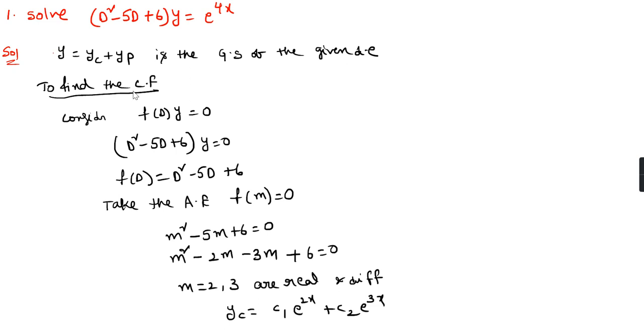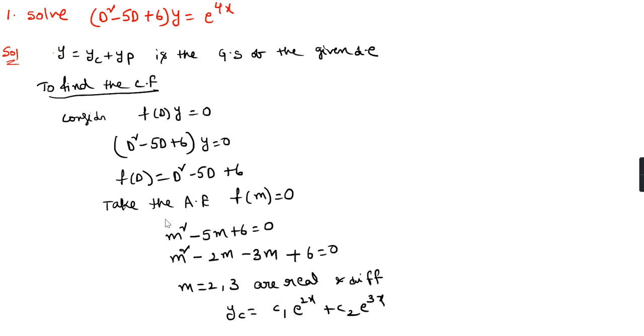Now how to find the complementary function? By considering the left hand side part. Consider f of d into y equals 0. Here f of d is d square minus 5d plus 6 into y equals 0. To find the auxiliary equation, take f of m equals 0.